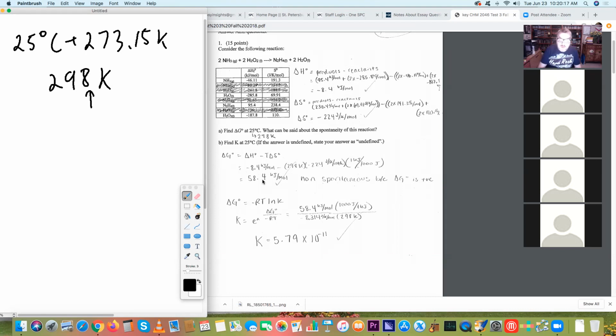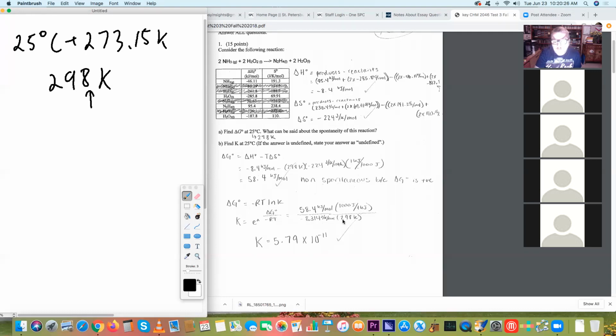And again, we're given the value of R as being 8.314 joules per Kelvin per mole. The negative here is from this part here. So we need to convert this into joules, and we do that by doing 1,000 joules over 1 kilojoule. When we do this in our calculator, that should be an e down there, by the way, e to the power of that, and we end up getting 5.79 times 10 to the negative 11. There's no unit on K, so we don't include units. You'll notice all the units end up cancelling anyway.